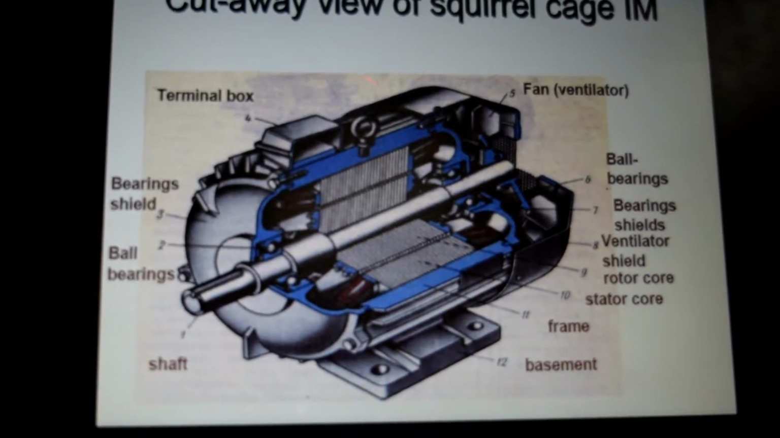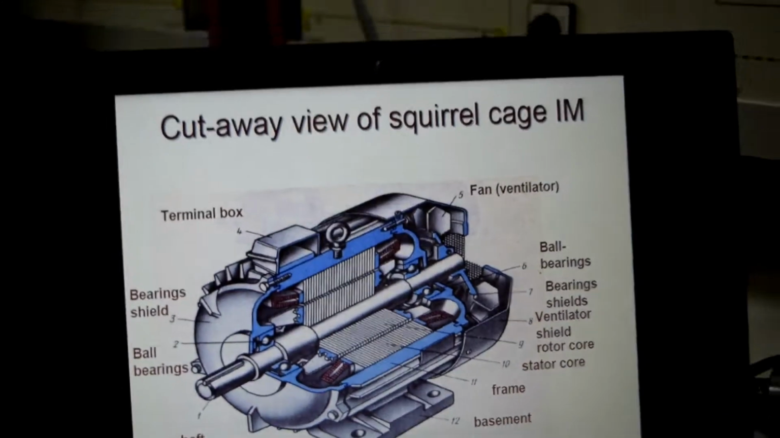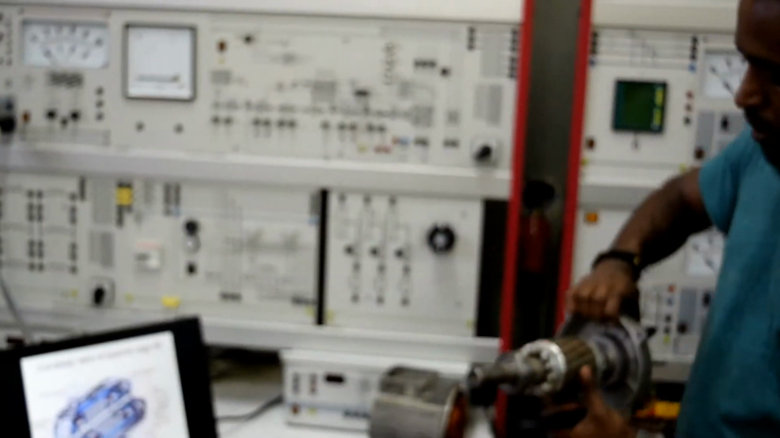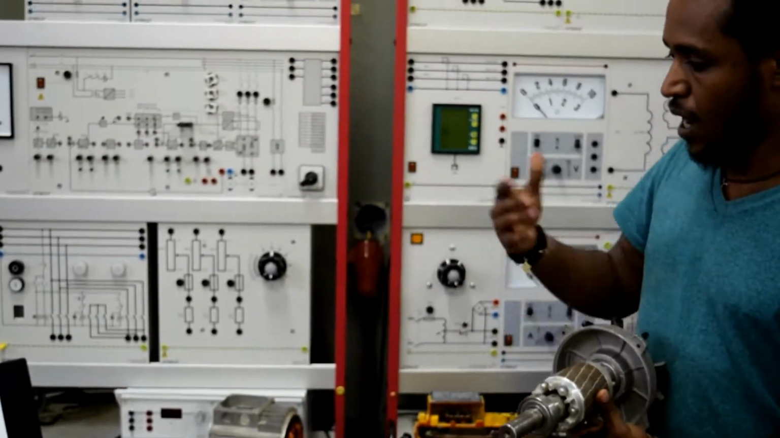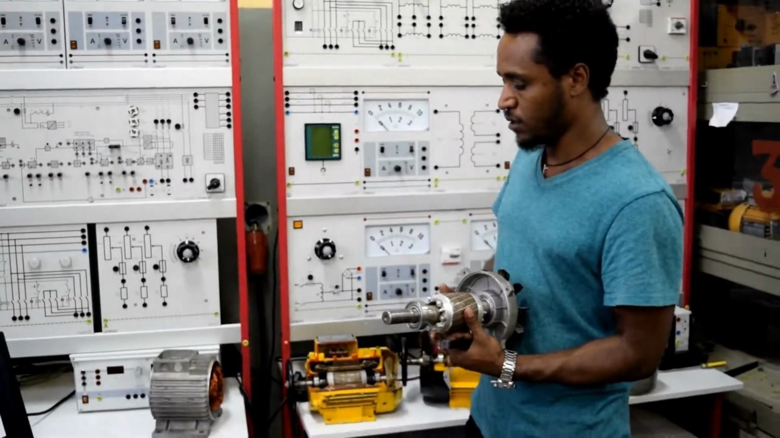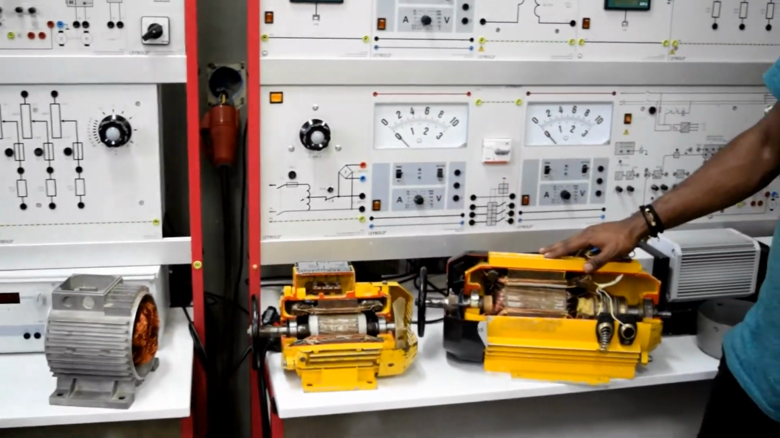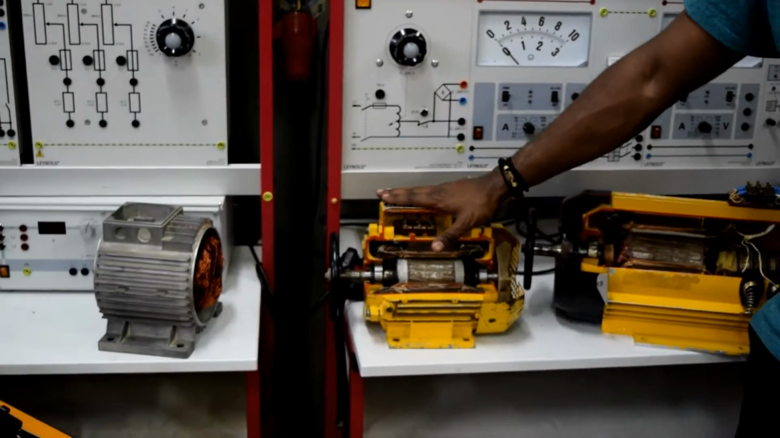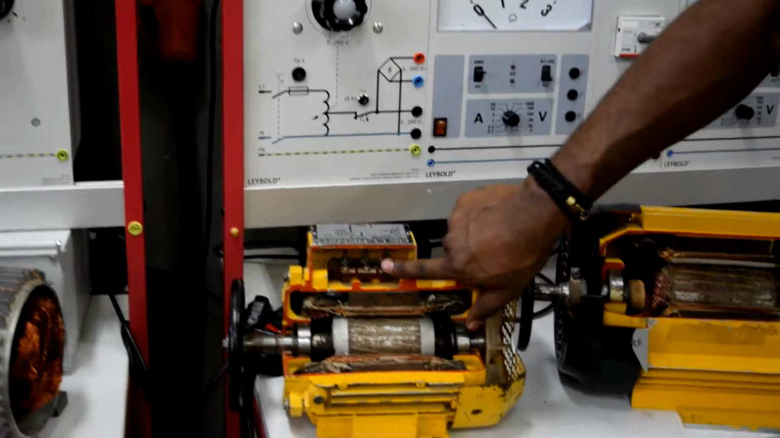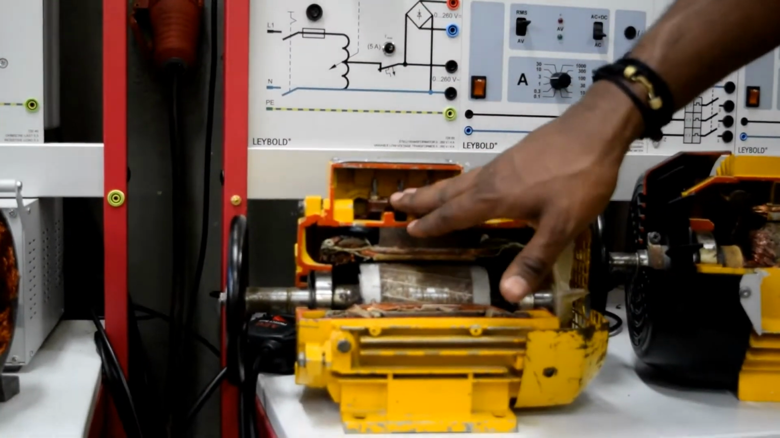And then we will see the parts practically here. As I mentioned, we have a rotor, that means squirrel cage one. According to the rotor, we classify induction machine as squirrel cage one and phase wound. So when we see here, we have a terminal box. This terminal box is used to connect the source to the machine.